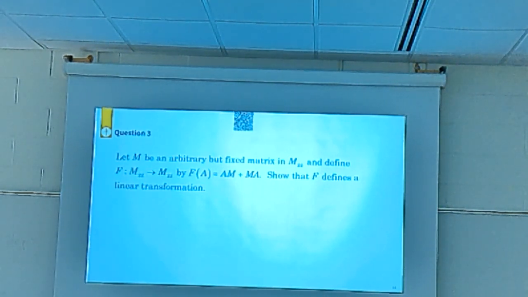So we're dealing with the vector space of 2 by 2 matrices. We're defining a mapping from M22 into M22 as f of M equals A times M plus M times A. We will show that this defines a linear transformation.